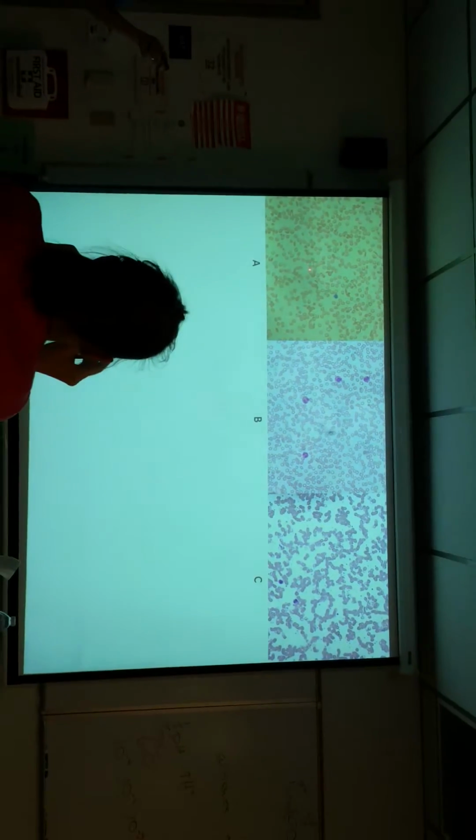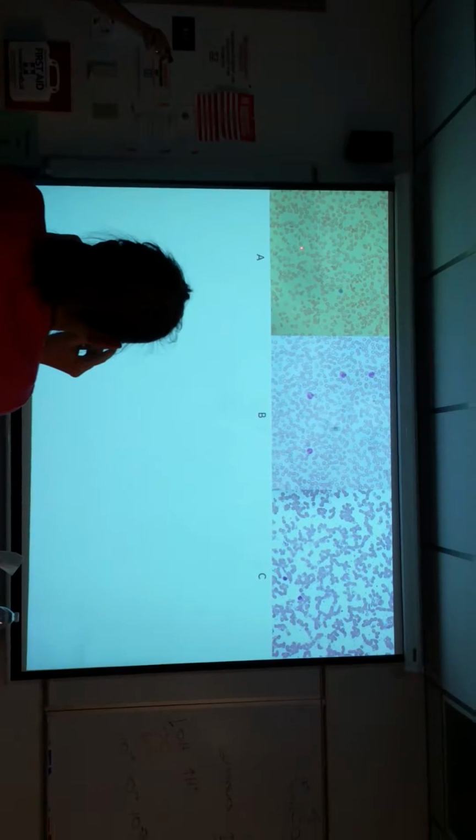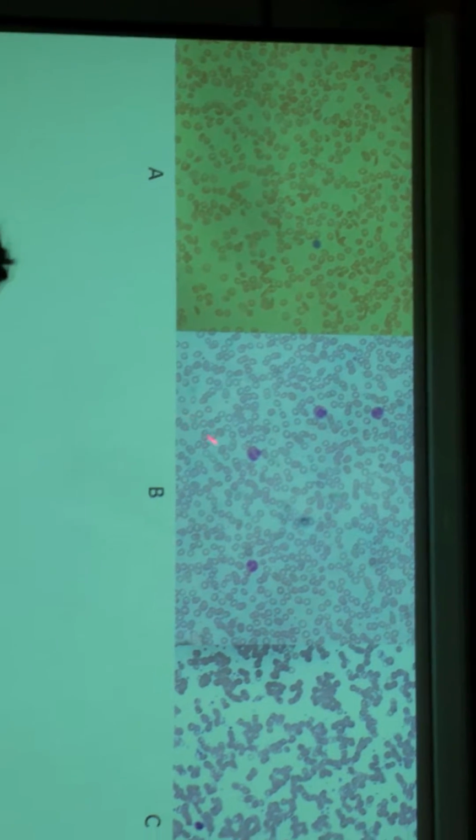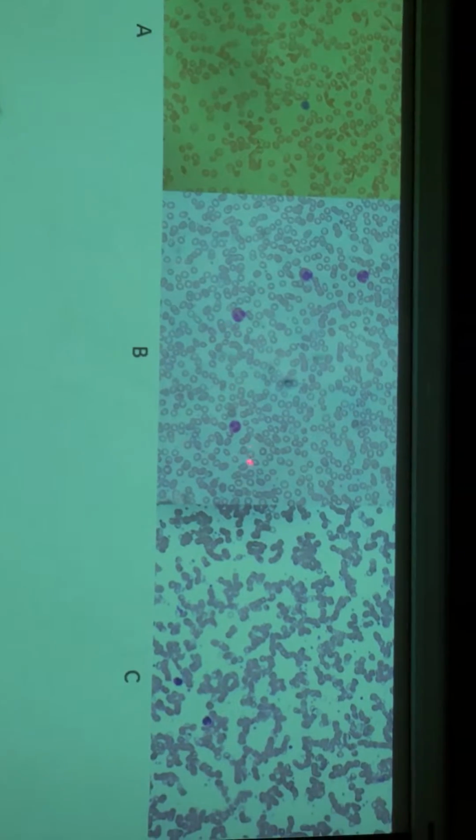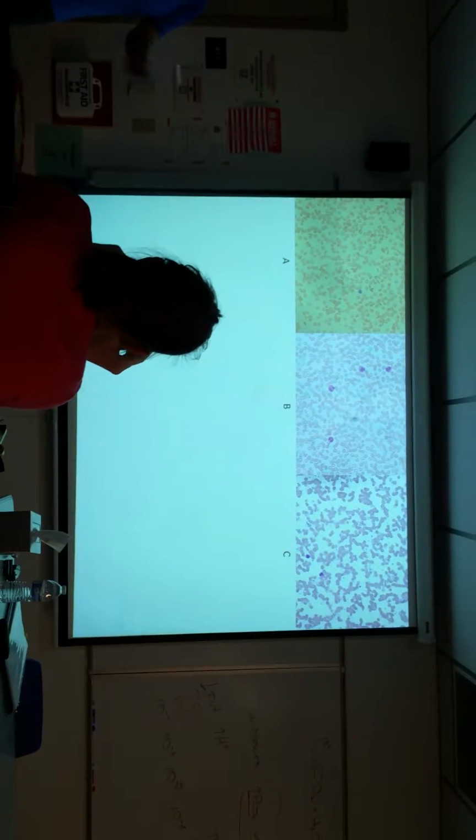So what is this again? Sickle cell anemia. Don't forget the anemia part. If I just point to one cell and say identify cell, then you can say just sickle cell. This is eosinophilia. And which anemia is this? Iron deficient. Okay.